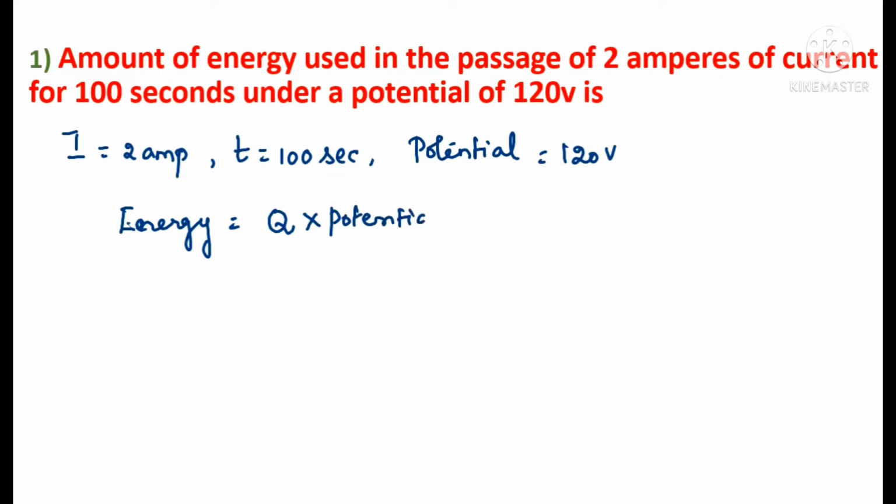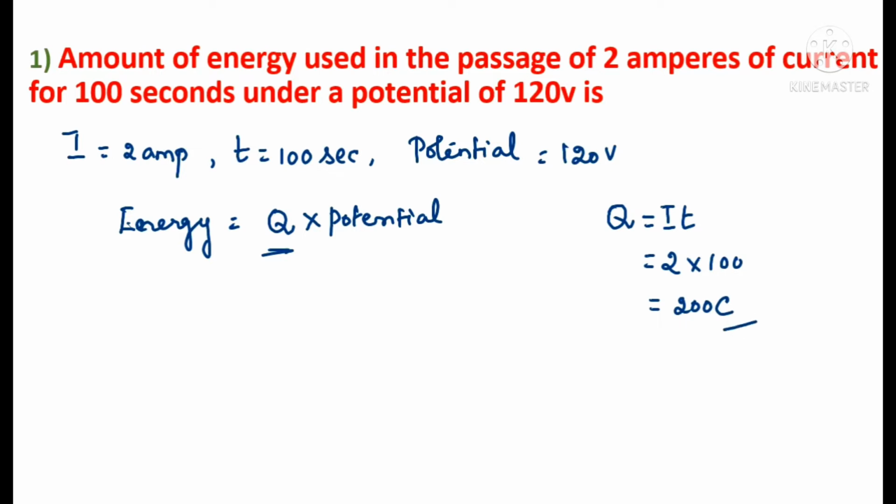What is Q? It is charge. So how to calculate Q? We do not know Q; Q is not given in this problem. See, the formula which relates Q with current and time is I into T. When you substitute these two values, it's possible to calculate Q. What is I? It is 2. What is the time given? It is 100 seconds. So the charge is 200 coulombs.